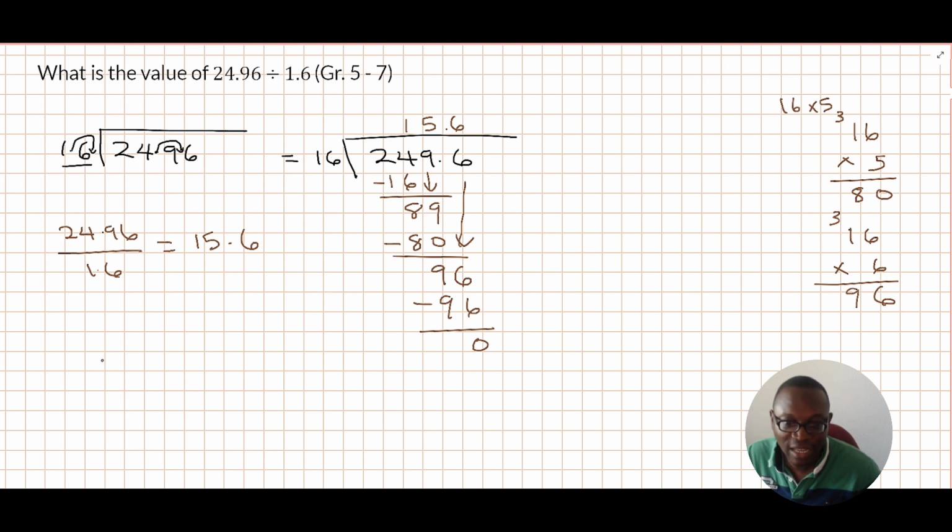Just as a bonus here, let's go ahead and see if we can go the reverse. So I'm going to multiply 15.6 by 1.6. So here I'm going to also ignore the decimals while I'm multiplying. 6 multiplied by 6, I have 36. So I'm going to write 6 here and bring a 3 up here. 5 multiplied by 6, 30 plus 3, 33. So I'm going to write 3 over here and bring 3 up here. 1 multiplied by 6 is 6 plus 3, that is 9.